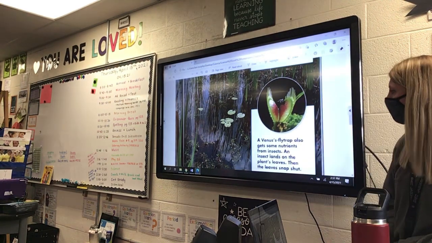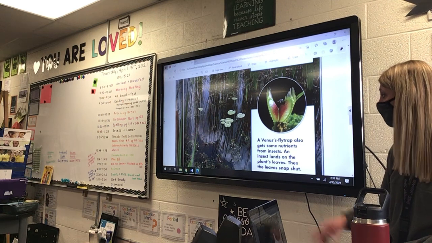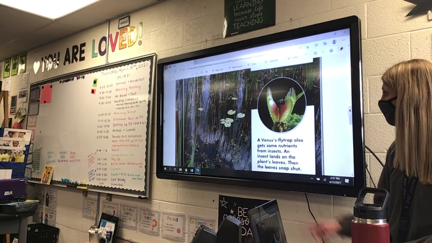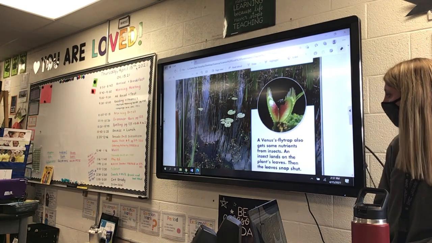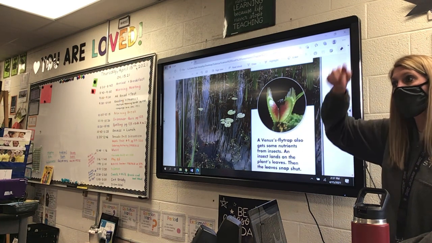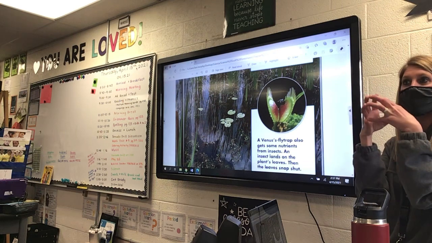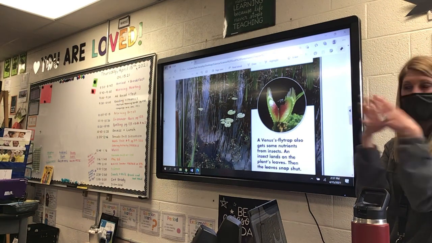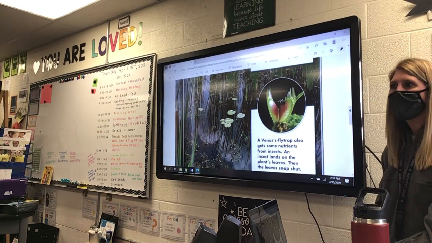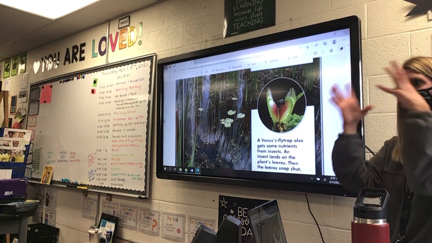So what Lila brought was a Venus flytrap, and it also gets some nutrients from insects. An insect lands on the plant's leaves. Lila kind of showed us, when she brought hers, the middle part, right, Lila? And then the leaves snap shut. And that's how it captures or traps the insect. It takes its guts, and that's how it gets its nutrients, by getting that insect.